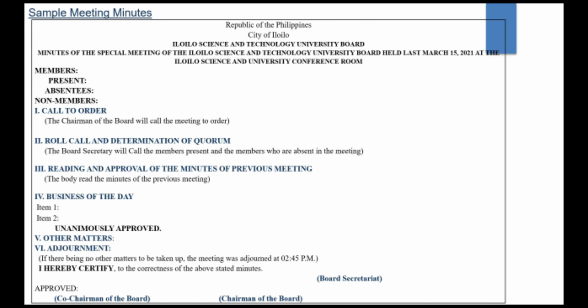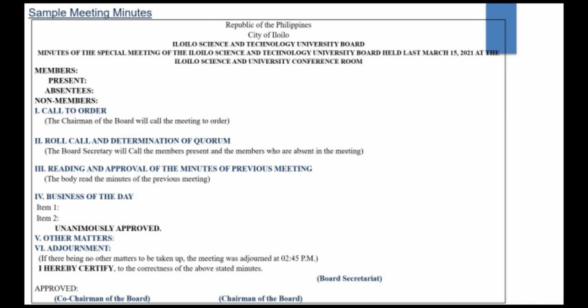We have here sample meeting minutes and its important parts. Of course, we have the heading, and for the members who are present and absent, and also includes those non-members who are present during the meeting. The first part is call to order. The chairman of the board will call the meeting to order. The second part is the roll call and determination of quorum. So the board secretary will call the members present and the members who are absent in the meeting.